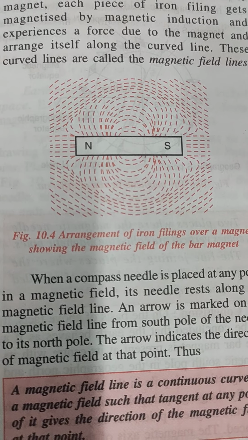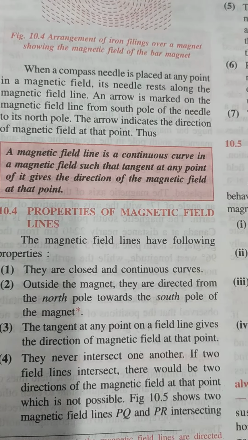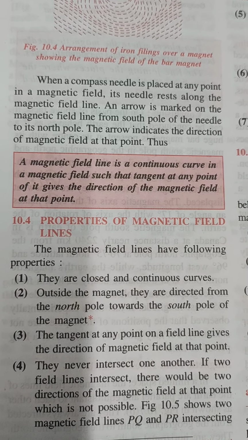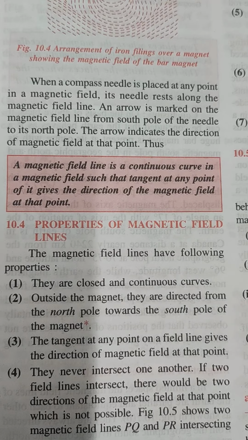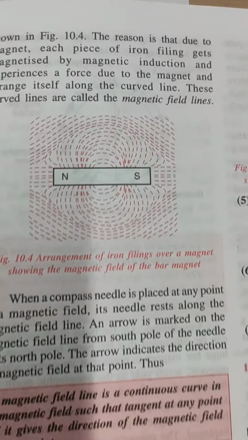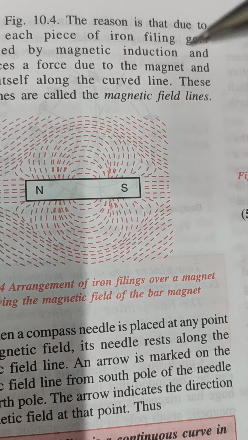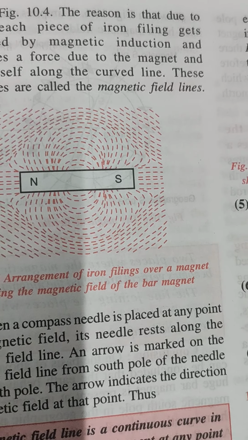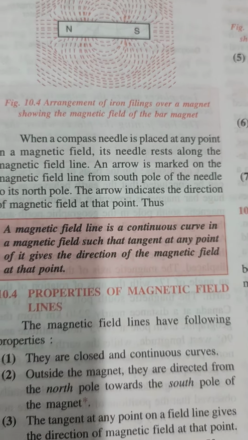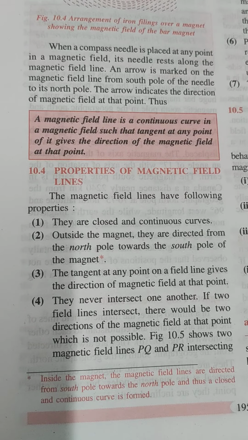Before that, please note and put a star mark to this definition, which states that a magnetic field line is a continuous curve in a magnetic field such that the tangent at any point of it gives the direction of the magnetic field at that point. Meaning that whatever magnetic field lines we see here, at any of the lines, if we draw a tangent, then that is the direction of the magnetic field at that point.